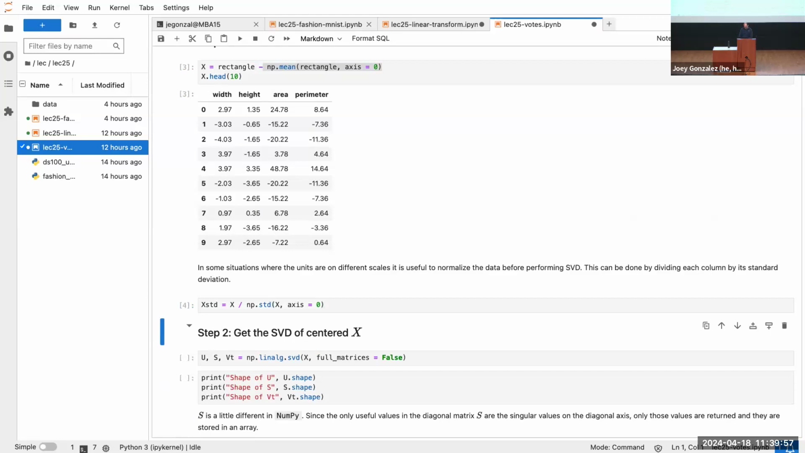Something that I didn't talk about that is pretty common is I will subtract off the mean. In some cases, I'll also want to standardize my data. That is, I want to make sure that the variance of the original dimensions are about the same. Why do I want to do that?